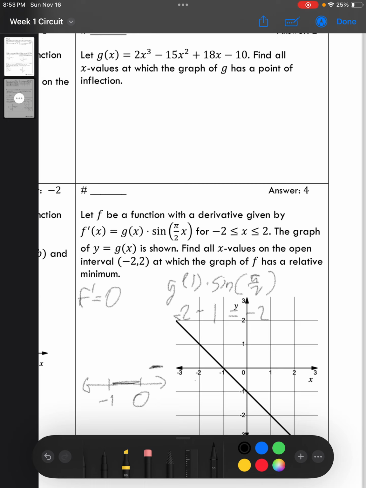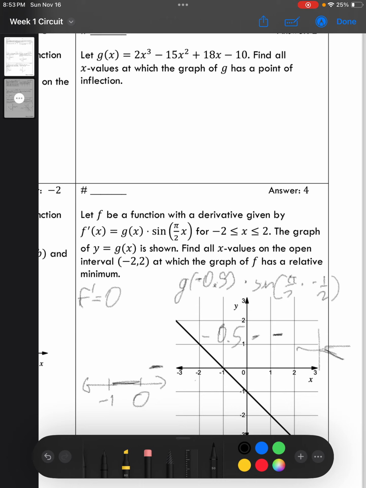If we check in between these two values, negative, let's say 0.5 or something, it would be g of negative 0.5 times sine of pi by 2 times negative 1/2. So g of negative 0.5 is somewhere like here, so it's negative 0.5 times sine of negative pi by 4. If you draw this, negative pi by 4 would be here, it's negative. So it's a negative times a negative, which is positive.